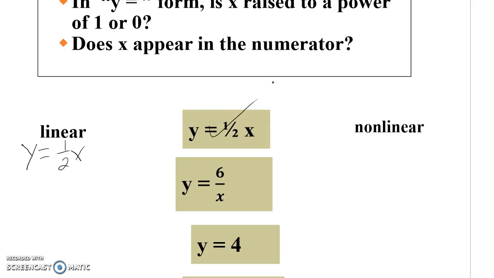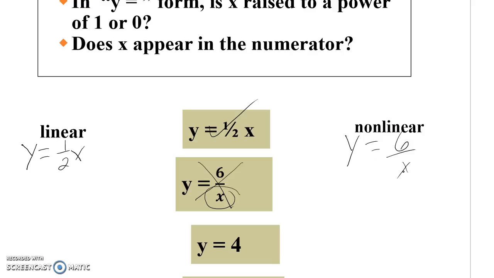Let's look at the second one. Y equals 6 over x. It's in the y equals format, so that's good. X is a power of 1, so that's good. But notice that x is in the denominator, the bottom, and x has to be in the numerator. So since x is in the denominator, this is not linear. We'll put it in this column, and this is here because x is in the denominator.